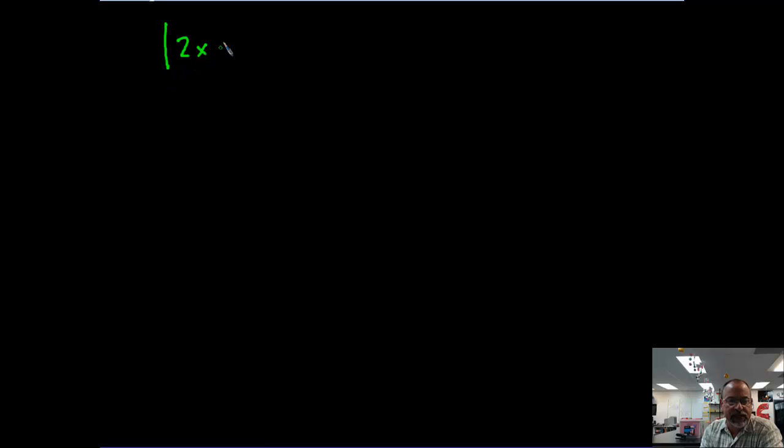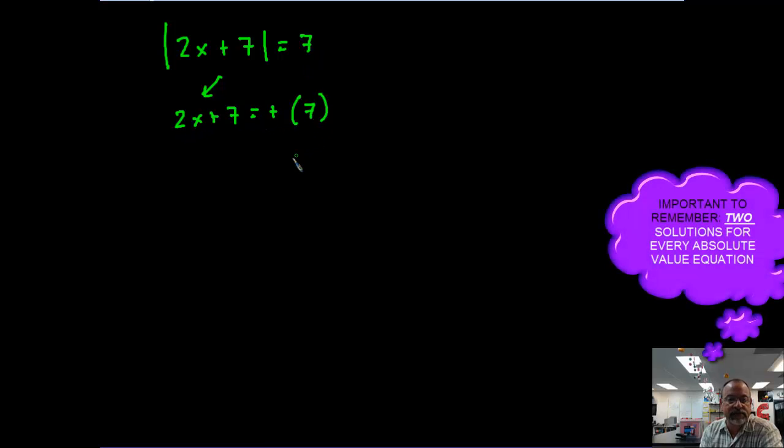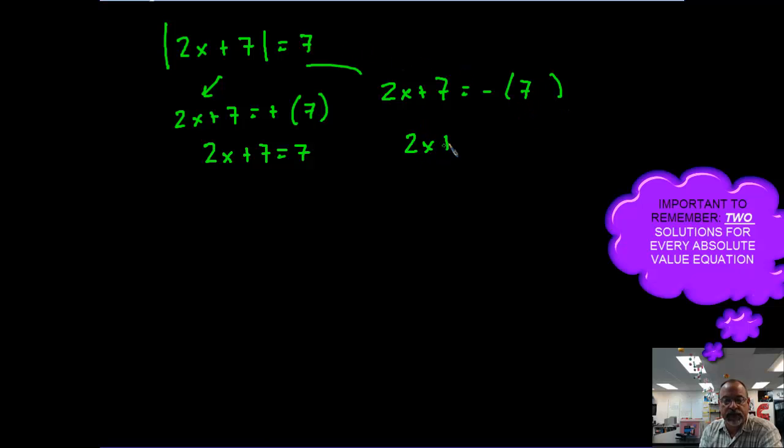So if I had the absolute value of 2x plus 7 is equal to 7, what's x? Well, with the absolute value, I take what's inside, 2x plus 7, and I set it equal to the positive of this side, which ends up 2x plus 7 is equal to 7. And then I also set what's inside, 2x plus 7, equal to the opposite of whatever's over here, 7. So 2x plus 7 is equal to negative 7.